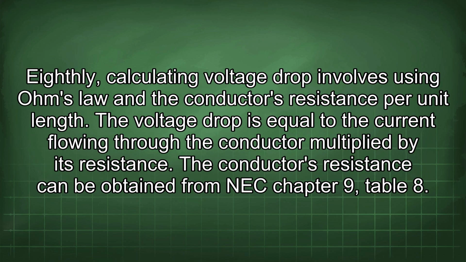Eighthly, calculating voltage drop involves using Ohm's law and the conductor's resistance per unit length. The voltage drop is equal to the current flowing through the conductor multiplied by its resistance. The conductor's resistance can be obtained from NEC Chapter 9, Table 8.